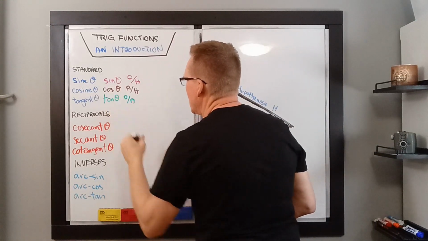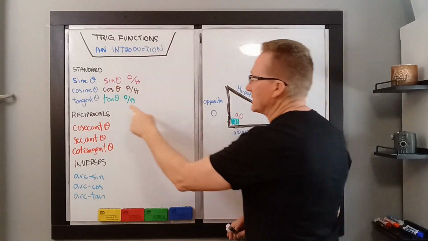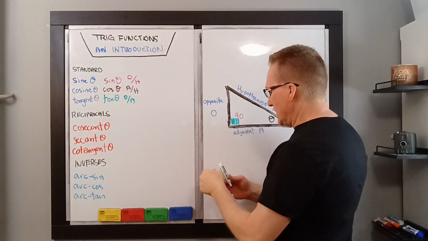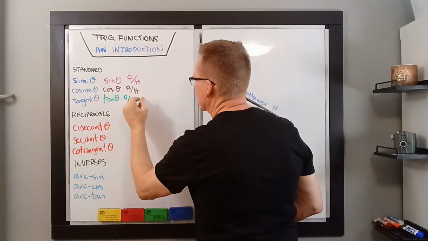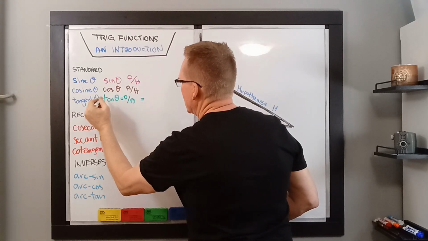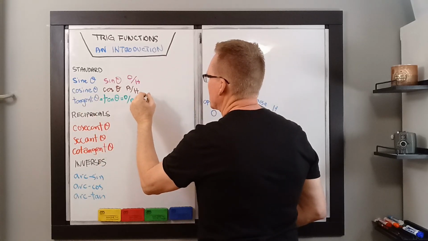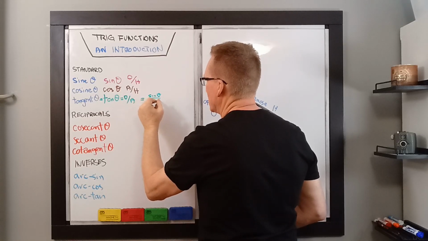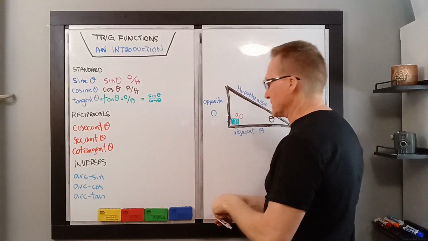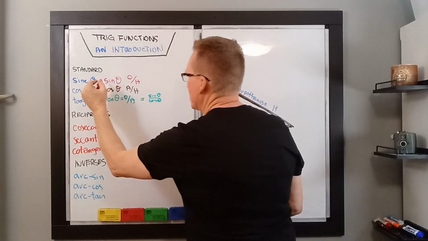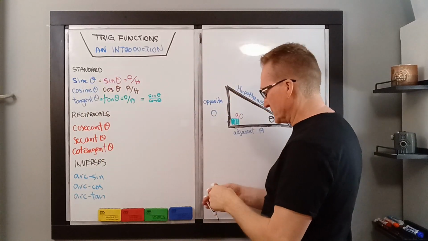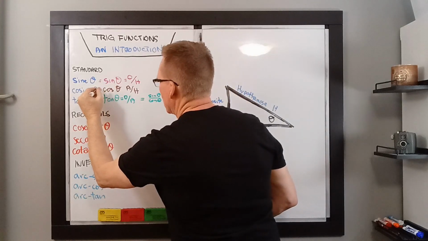Another way that you could define the tangent is it's also equal to the sine over the cosine. So that'd be an alternate definition. This is also equal to the sine of theta over the cosine of theta. It's another way of looking at the tangent function here. So all of these things are equal. Sine theta is equal to the opposite over the hypotenuse, and this one over here is all equal to that.